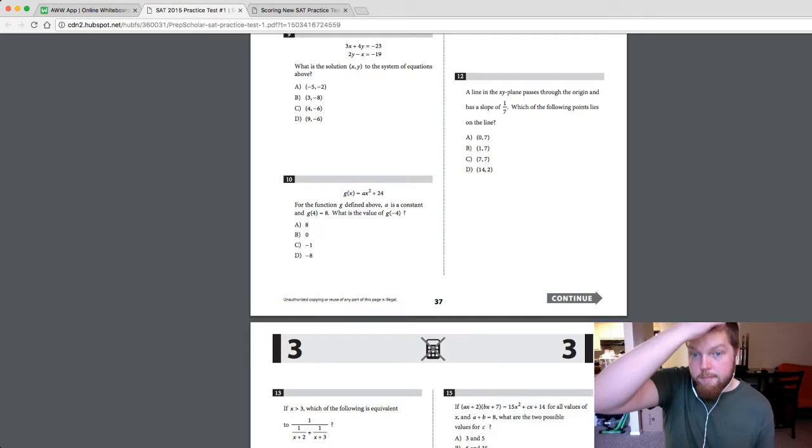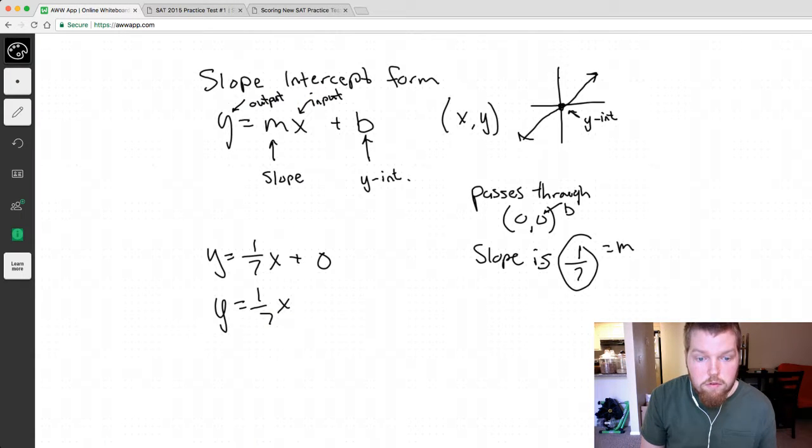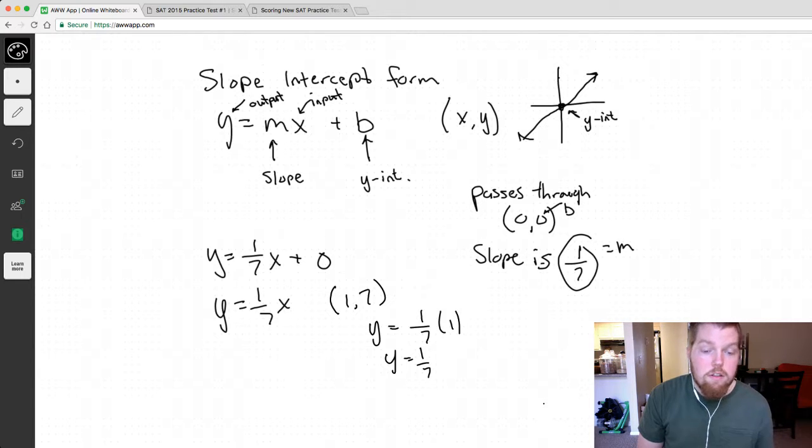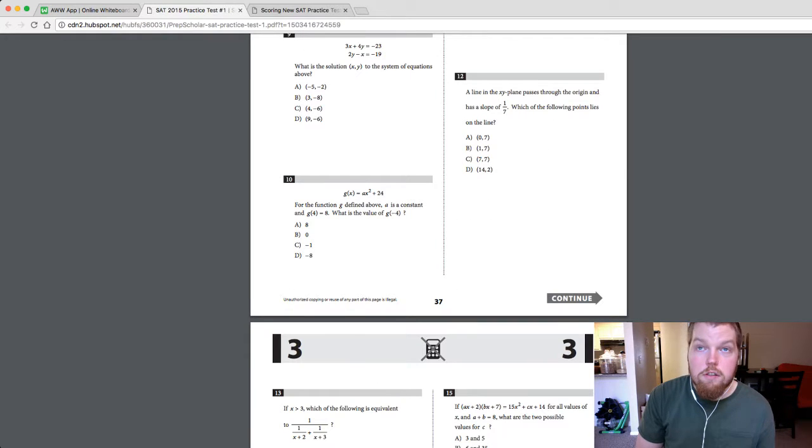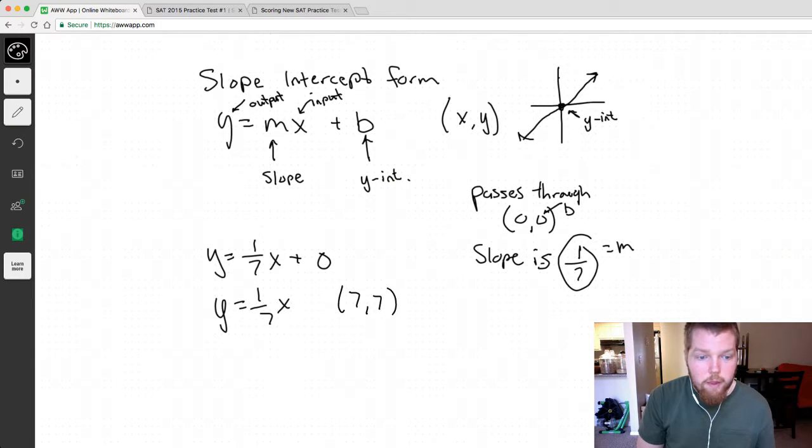I think the pen is working now. So our second choice was 1, 7. If we plug in 1 for x, we'll get y equals 1 over 7 times 1, which means that y should equal 1 over 7. And it doesn't. In this case, it equals 7 for that choice. So that point doesn't work. And then 7, 7, if we plug in 7, we'll do y equals 1 over 7 times 7, which would get us y equals 7 over 7, which is 1, which is not 7, which is what the choice says.